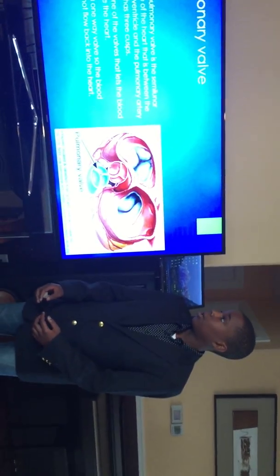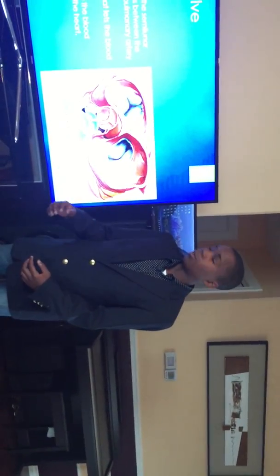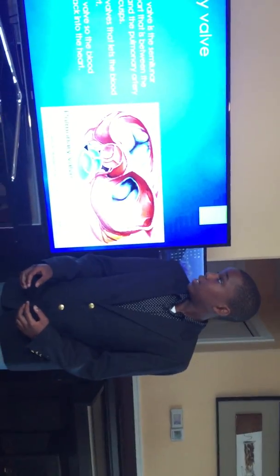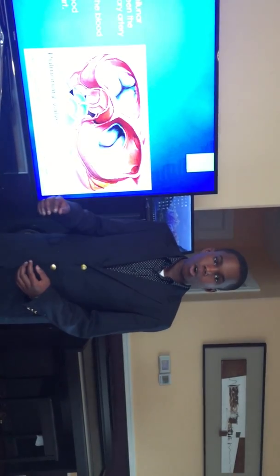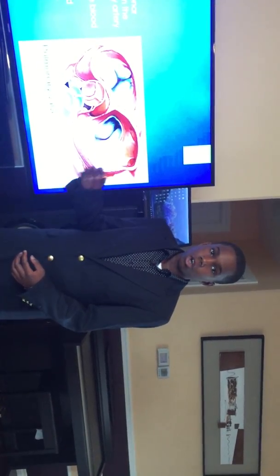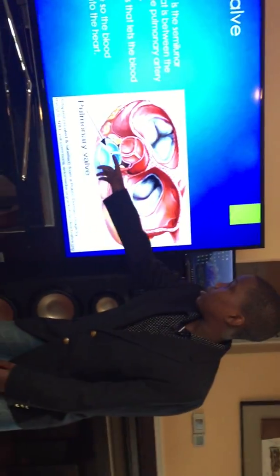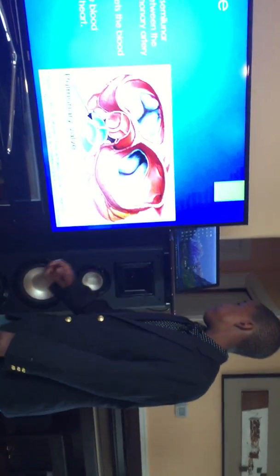Pulmonary valve. The pulmonary valve is also a semilunar valve of the heart that is between the right ventricle and the pulmonary artery. It has three cusps. It is also one of the valves that let blood leave the heart, but it's a one-way valve, so blood can't come back into the heart. So here's the pulmonary valve right there, and then it has three cusps. Blood can go out, but it can't come back in.